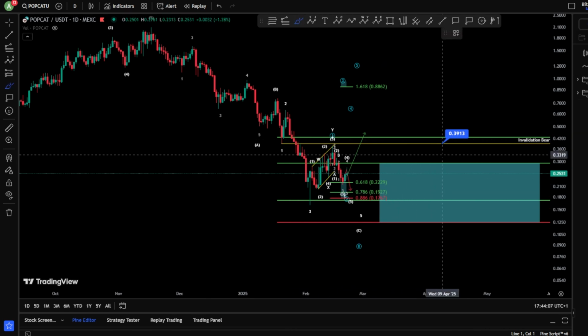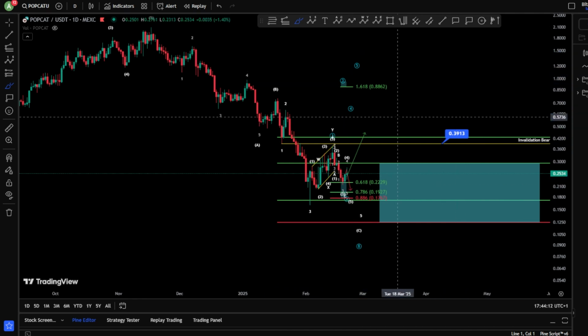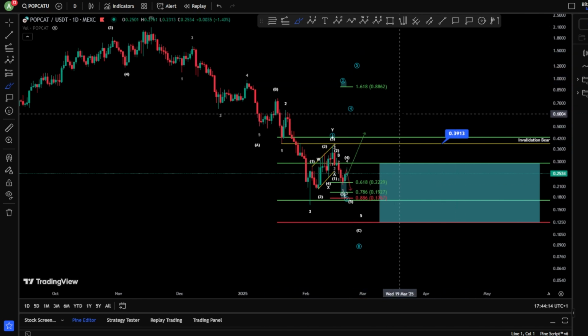However, don't forget that inside this blue zone is still a big opportunity for a massive bullish scenario that might come in the future.